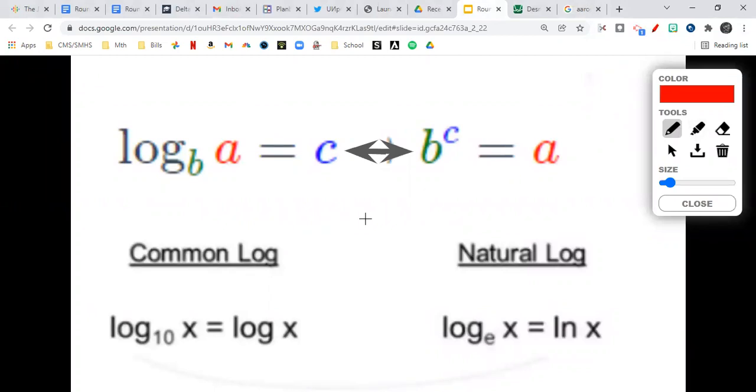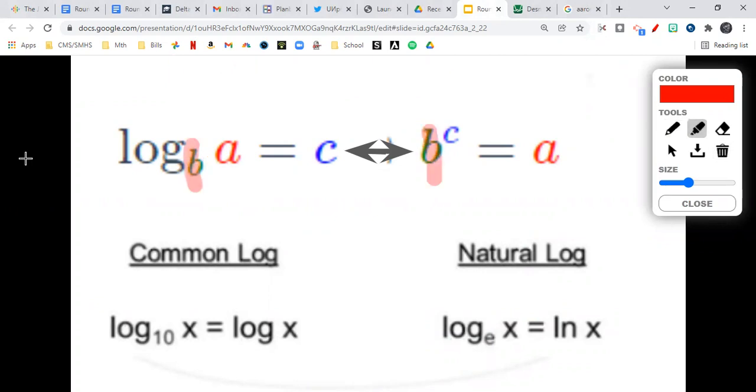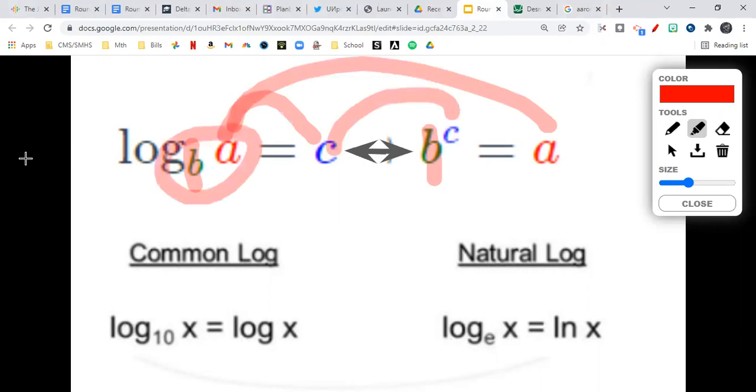All right. So we learned earlier that this is log form, and this is exponential form. Basically, the base stays the base, and then the other two change places. The A was with the B, and now the C is with the B. In both of them, the B is below it. The B is the base, in the basement, the low part, all right?